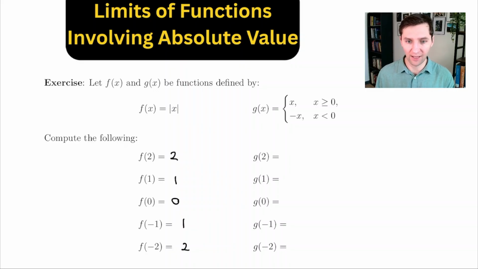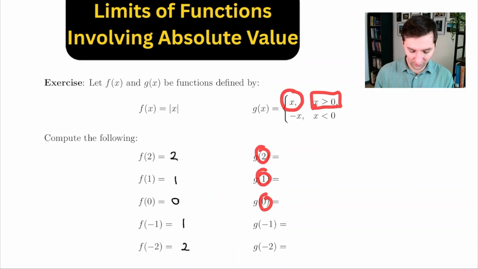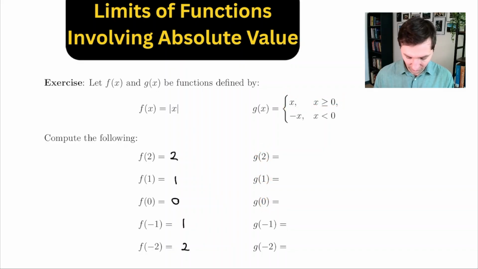On the right side, I have the piecewise defined function. That function has two formulas. X for x bigger than or equal to 0, and negative x for x less than 0. 2, 1, and 0 are all bigger than or equal to 0. For all of those inputs, I will use the top formula. So the value at 2 is 2, the value at 1 is 1, the value at 0 is 0.